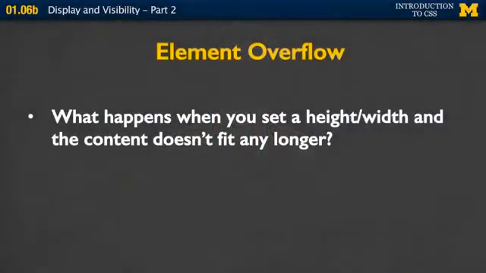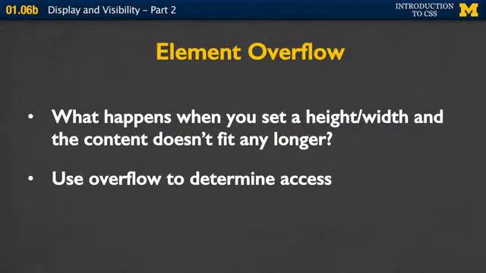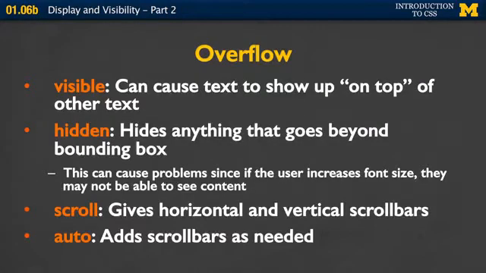So one of the things you may have noticed as you've been going through other code is that sometimes when you mess with the height and the width of an element, you find out that it no longer is big enough to hold all the text that you wanted to show. So what can you do when the content doesn't fit any longer inside the box that you've made with your height and width? Well, you can use the property overflow to determine how people are going to be able to access that content, or if they're even going to be able to access it at all.